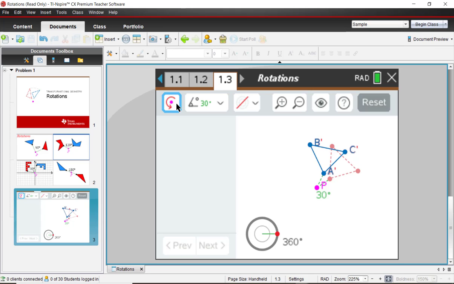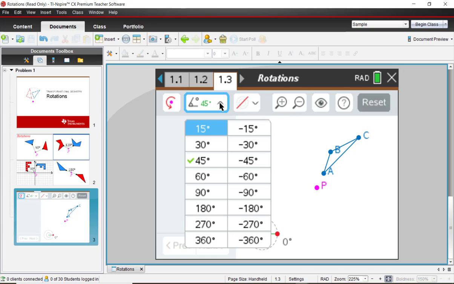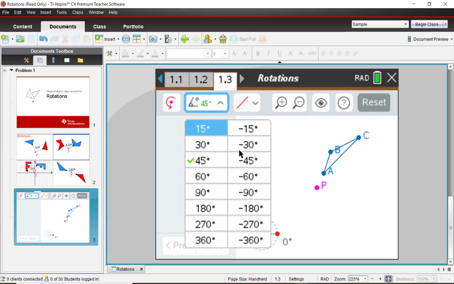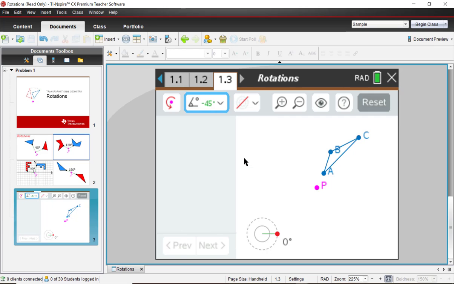And what do you notice about a rotation of 360? A rotation of 360 degrees lands back on the original preimage triangle. And so far, I think our conjectures seem to be true for multiples of 30. Let's try an angle that is a negative angle measurement. So I'm going to click on Reset and drop down here. Notice I've got all these negative angles. So let's go with maybe negative 45 degrees here.